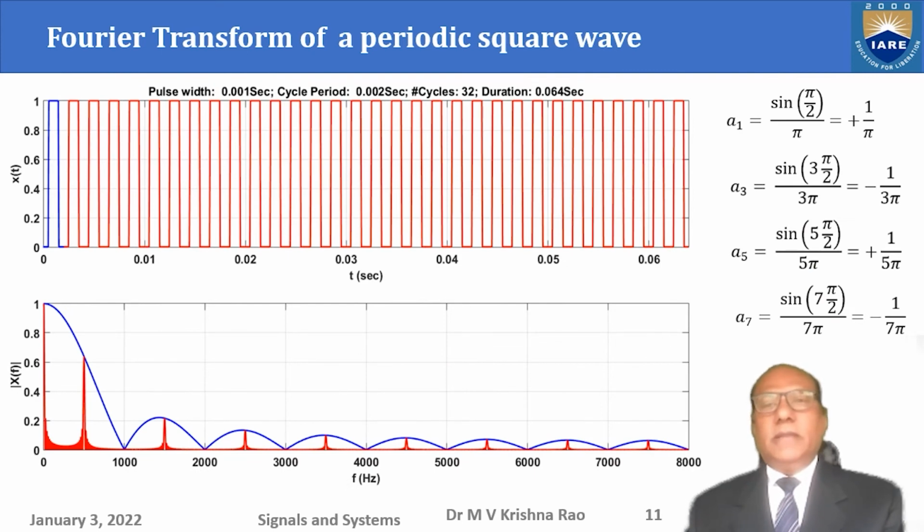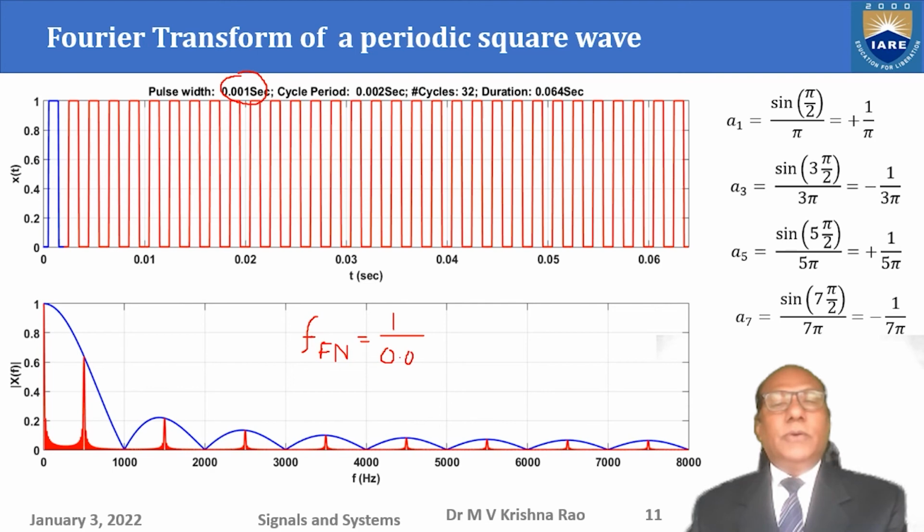Now take this. It is a square wave again. Pulse width is 0.001. When I say pulse width, immediately I can compute the frequency at first null. Frequency at first null equal to 1 by 0.001, that is nothing but 1 kilohertz. Correct? That is nothing but 1 kilohertz.